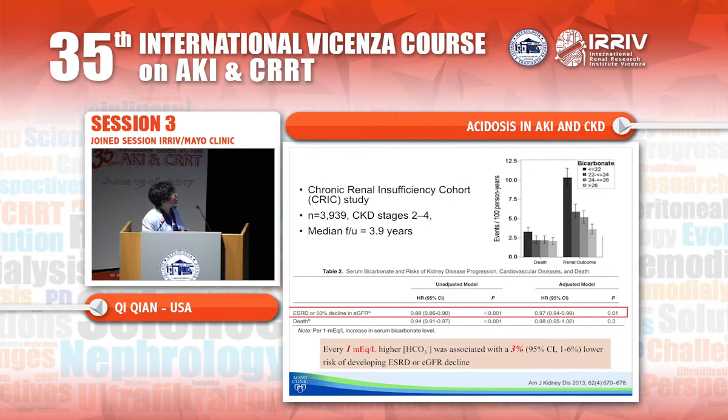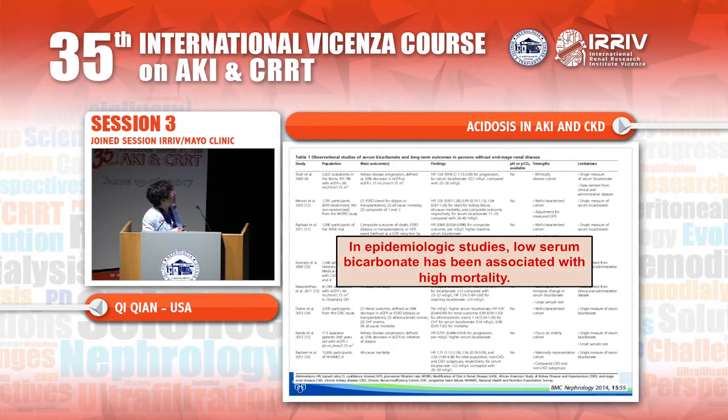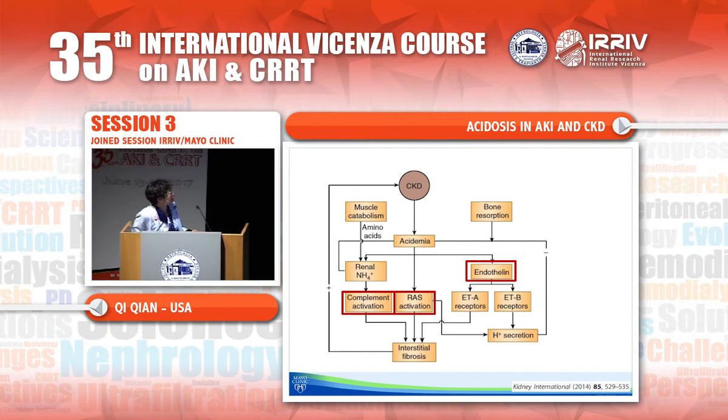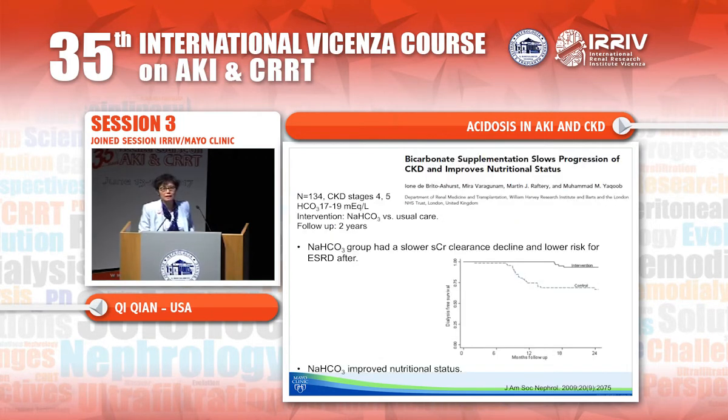We have a study of CKD stages 2 to 4 followed up for 3.9 years. That study demonstrated an association that every 1 milliequivalent higher bicarbonate in these CKD patients is associated with a 3% lower risk of CKD progression and progression to end-stage renal disease. There are multiple epidemiological studies drawing a strong association of low bicarbonate related to not only CKD progression, but also mortality. So we have good evidence saying that in CKD patients, acidosis really has multiple detrimental effects.